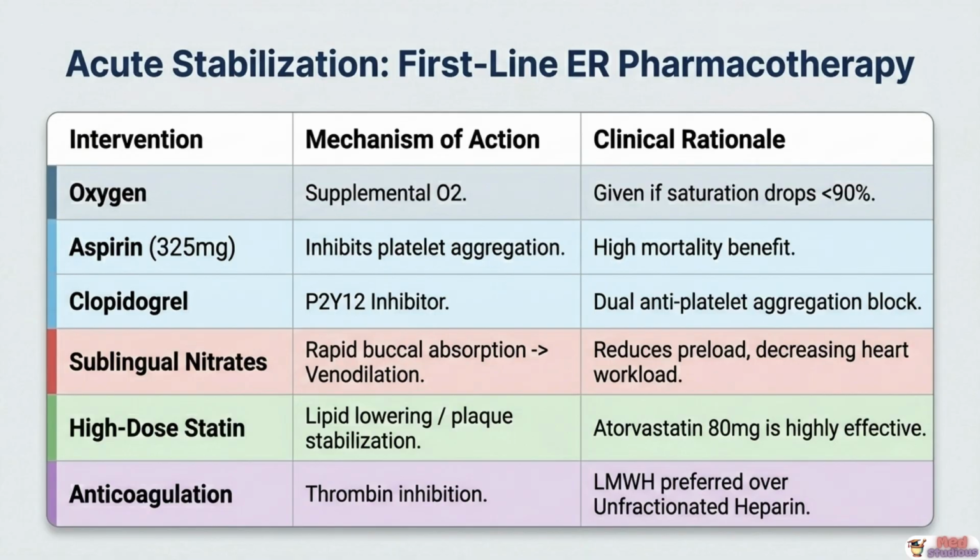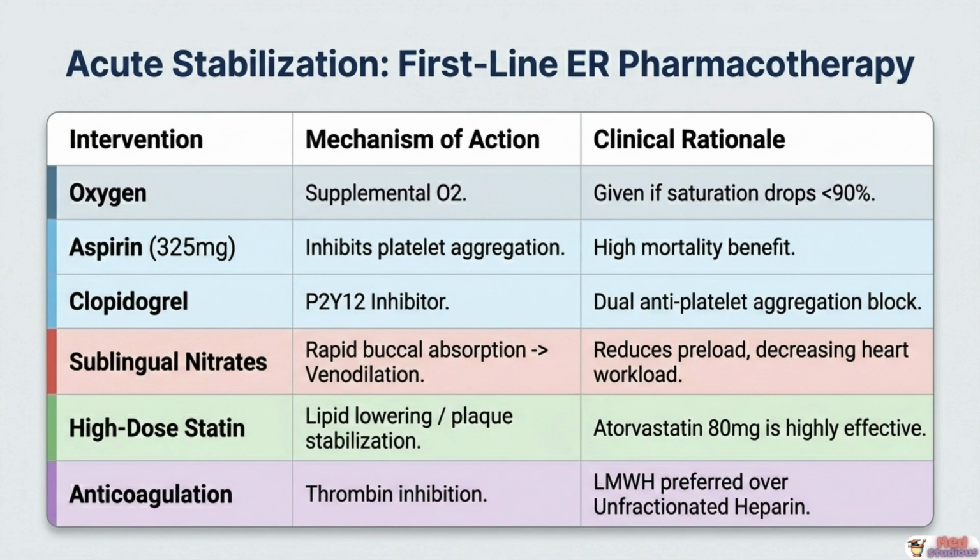Clopidogrel, a P2Y12 receptor inhibitor, is added to provide dual antiplatelet blockade, attacking platelet aggregation through a completely separate receptor pathway. This combination of aspirin plus a P2Y12 inhibitor is called dual antiplatelet therapy, or DAPT. Sublingual nitrates are administered for rapid venodilation via buccal absorption, reducing venous preload and cardiac oxygen demand, while also providing coronary vasodilation.